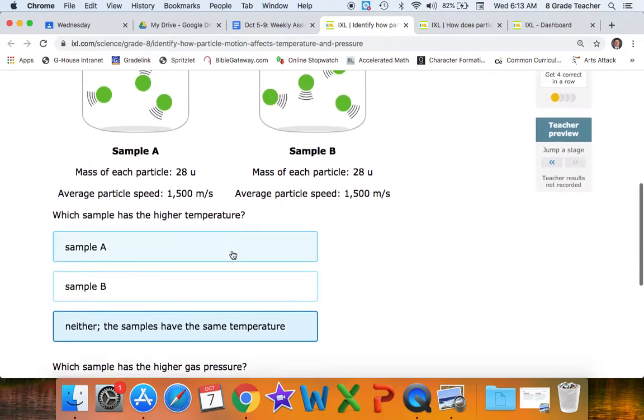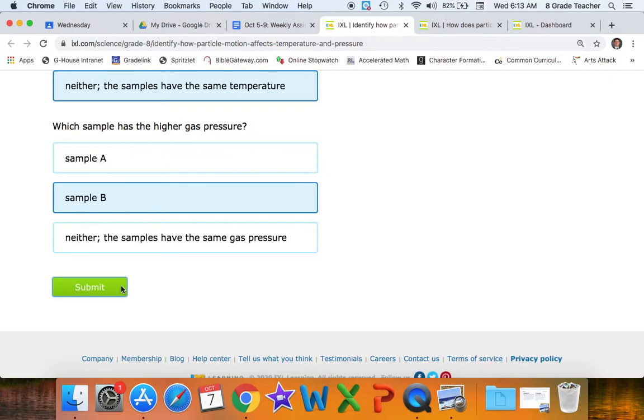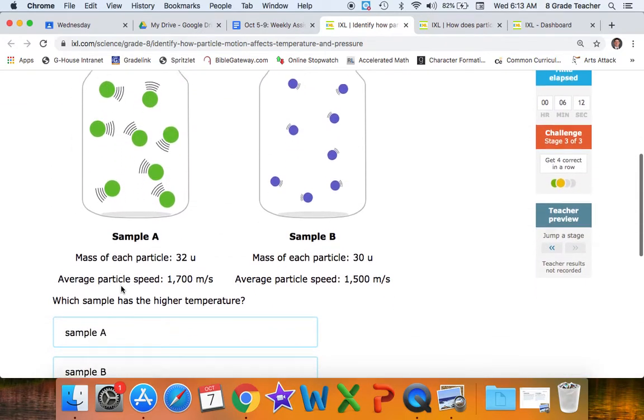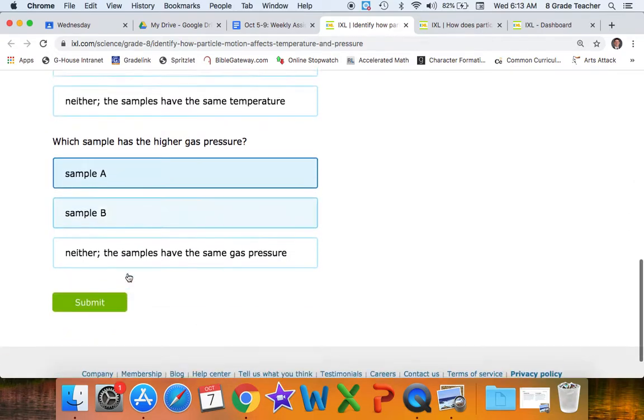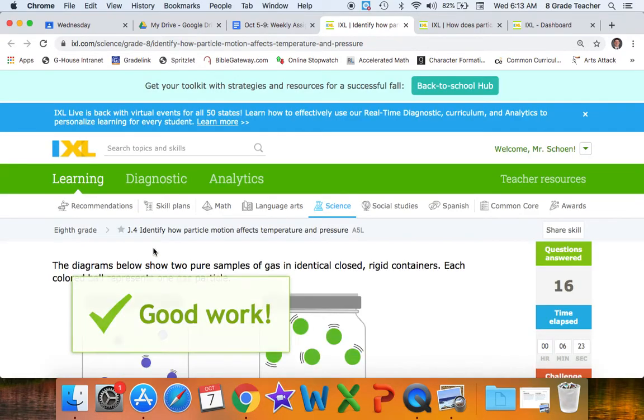This is the question that Mr. Shane just got wrong, so let's learn from that mistake. Got it. Mass of each particle, 32, 30, 1700, and 1500 in terms of average speed. Both of these factors are greater in sample A, so our temperature and pressure are going to be greater in sample A.